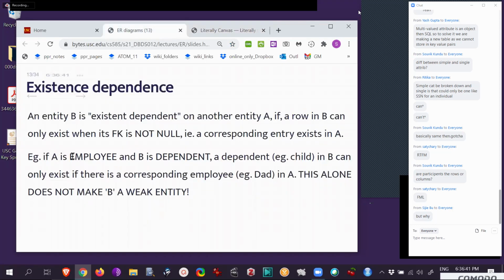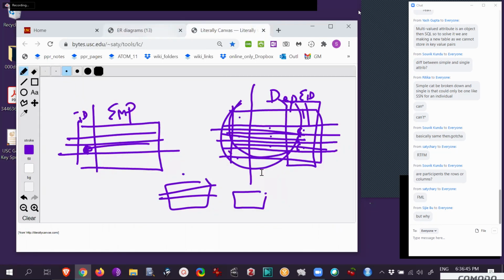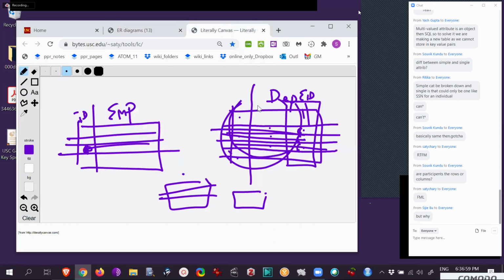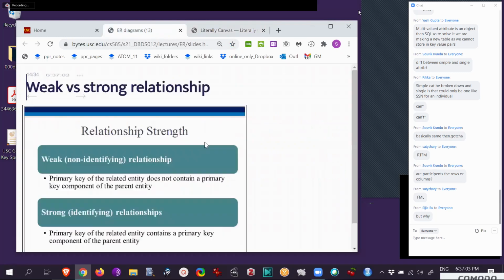Such as if A is an employee, B is dependent. It's the exact example that I have here. Then a child in B can only exist, meaning there can be a row on the table, if the dad or the mom works, they're an employee at A. But it does not mean B is a weak entity. So we shouldn't just look at this diagram and go, wow, this is now a weak entity. It is not. What makes something weak? I haven't told you yet.